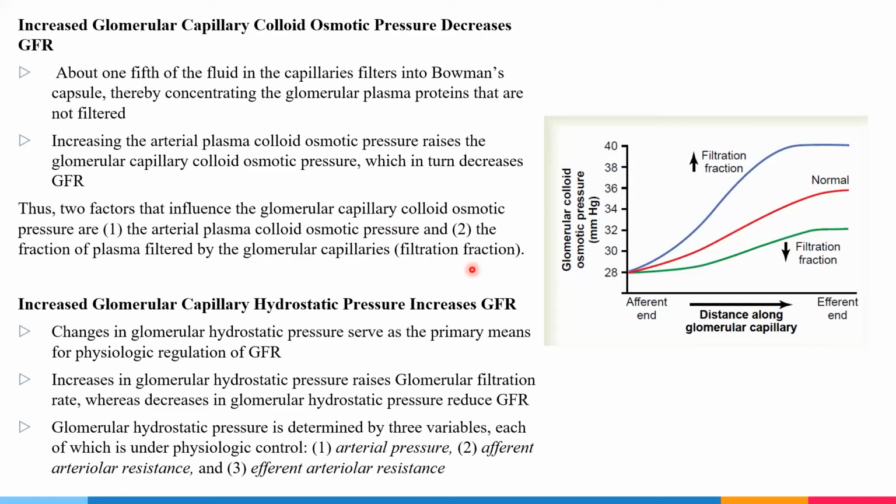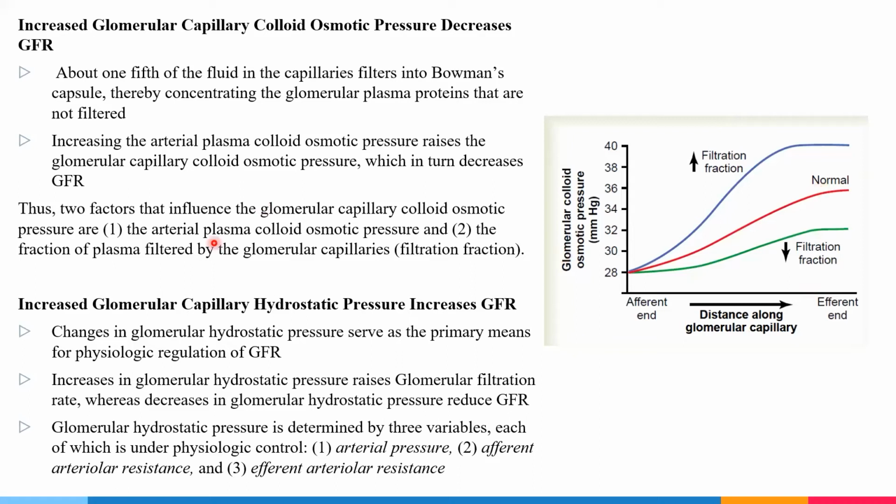The point to note is that when the filtration fraction increases, or a greater volume of fluid flows into the Bowman's capsule, then the glomerular colloid osmotic pressure increases. Whereas if the filtration fraction decreases, or less volume is filtered into the Bowman's capsule, then the glomerular colloid osmotic pressure decreases with respect to the normal. So when the filtration fraction increases, glomerular colloid osmotic pressure increases. When the filtration fraction decreases, the glomerular colloid osmotic pressure decreases.